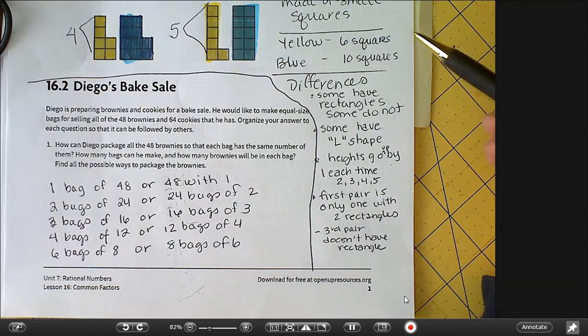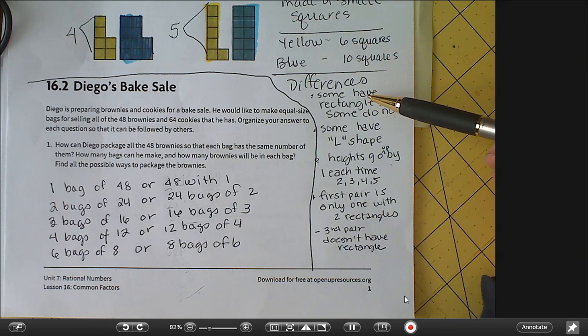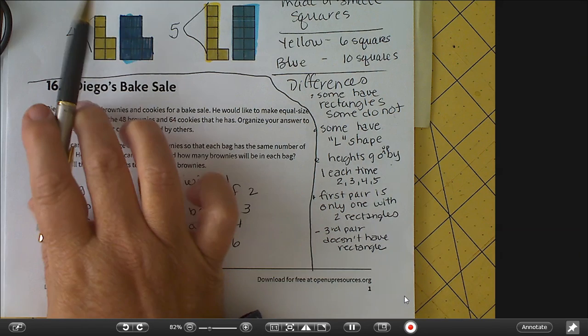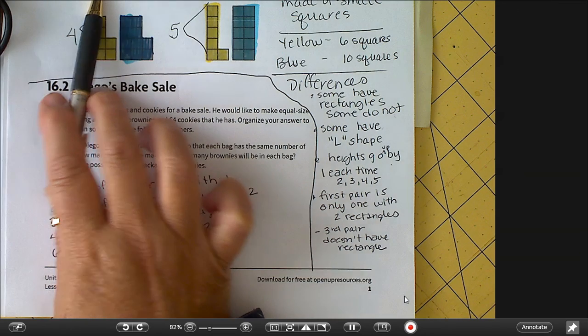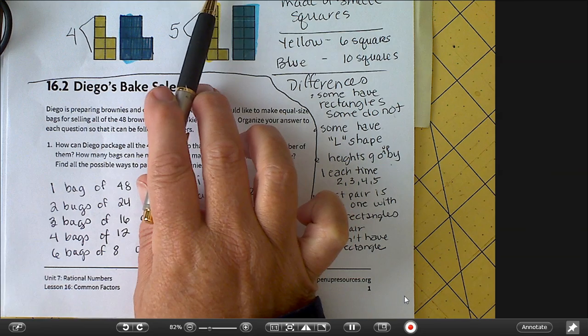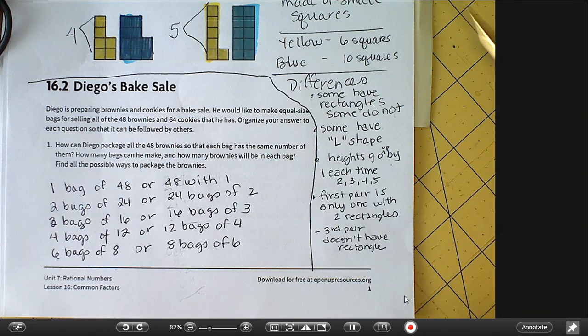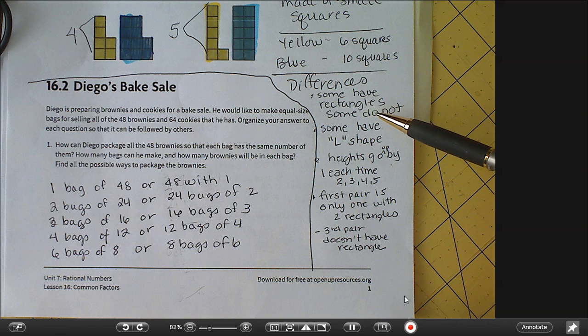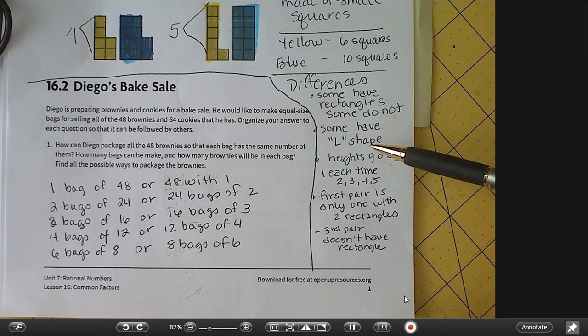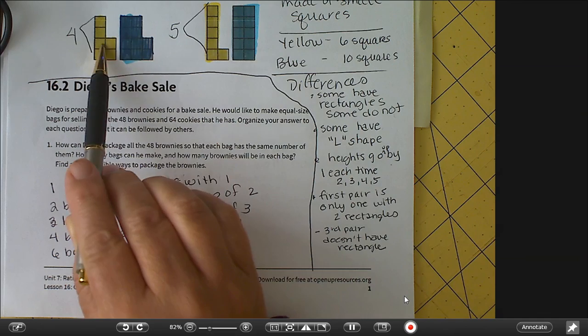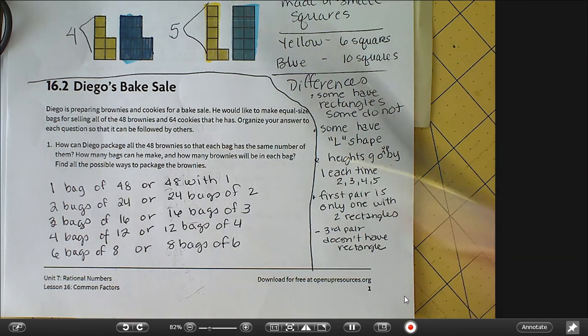And then I recorded some of the differences. So differences are some have rectangles. So you'll notice the first one are both rectangles, then there's rectangle and rectangle there. So some pairs have rectangles, some do not. Some have an L shape, like this one, this one, this one, this one.